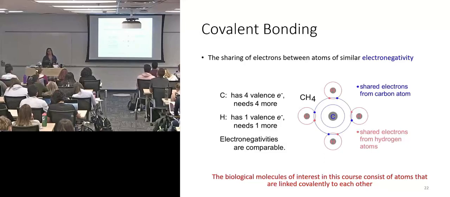Covalent bonding, as a basic definition, is the sharing of electrons between atoms of similar electronegativity. Who wants to put a definition to electronegativity?